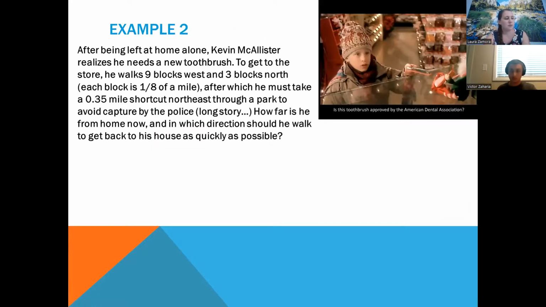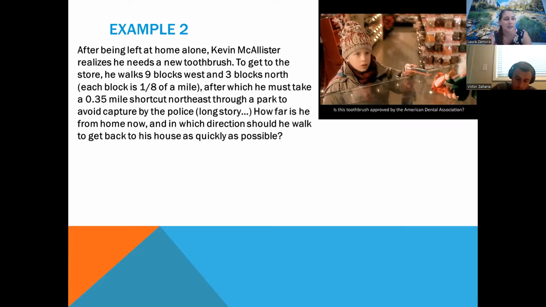Okay, so here's example 2. We'll see, this might be the last example that we get to today, but we'll see how it goes. So after being left at home alone, Kevin McAllister realizes he needs a new toothbrush. To get to the store, he walks 9 blocks west and 3 blocks north. Each block is an eighth of a mile. After which he must take a 0.35-mile shortcut northeast through a park to avoid capture by the police. How far is he from home now, and in which direction should he walk to get back to his house as quickly as possible? Okay, so let's go through our problem-solving process again.